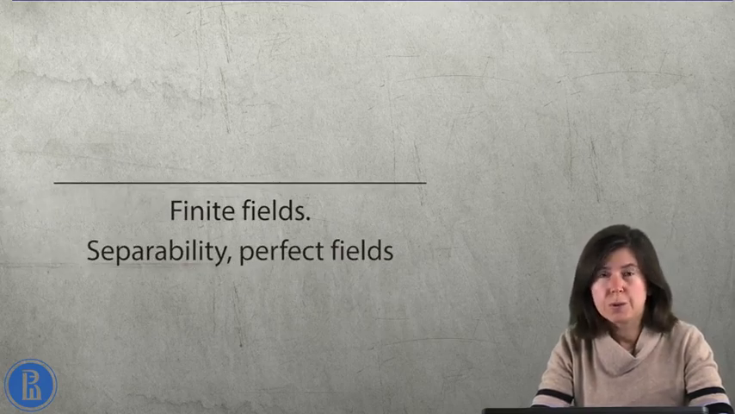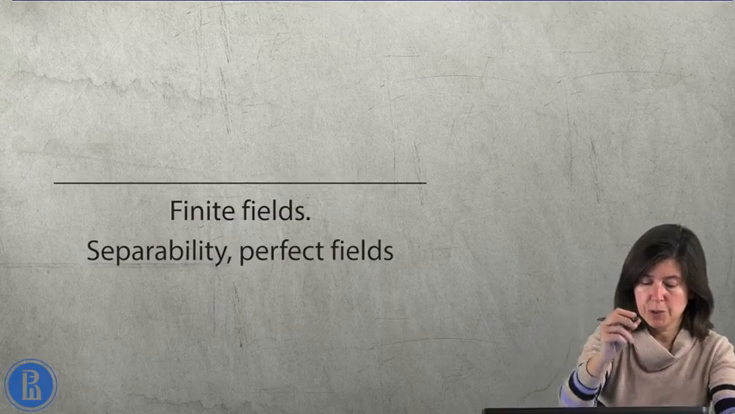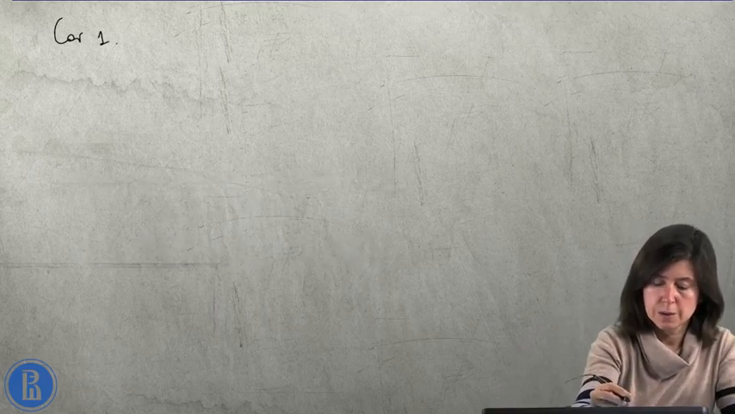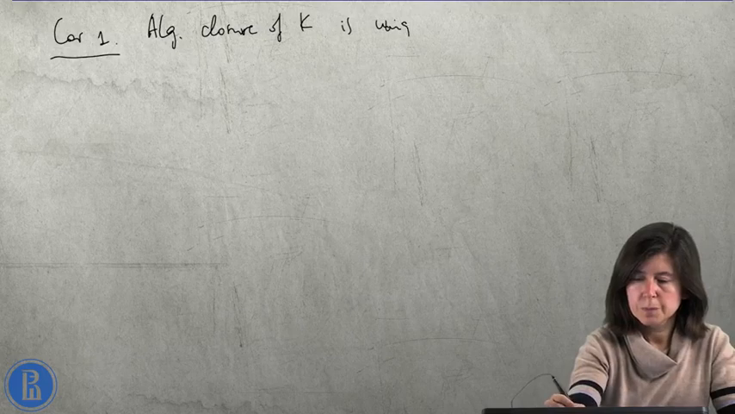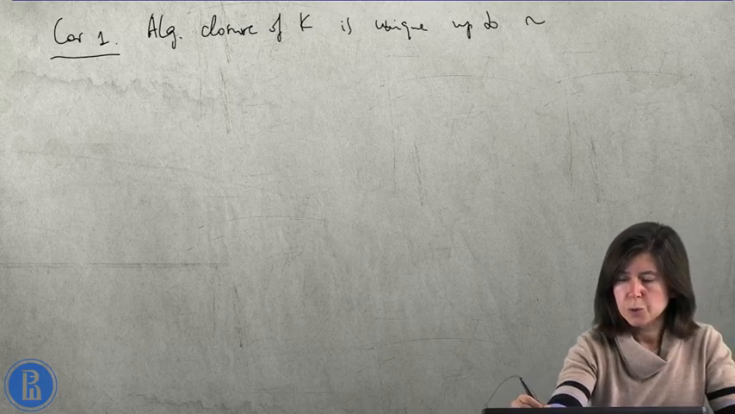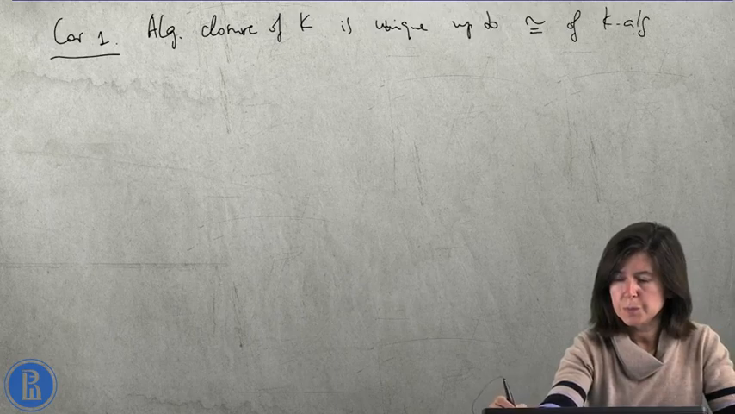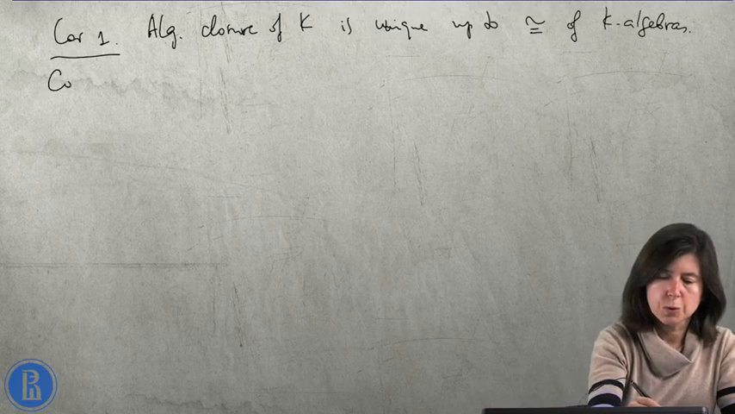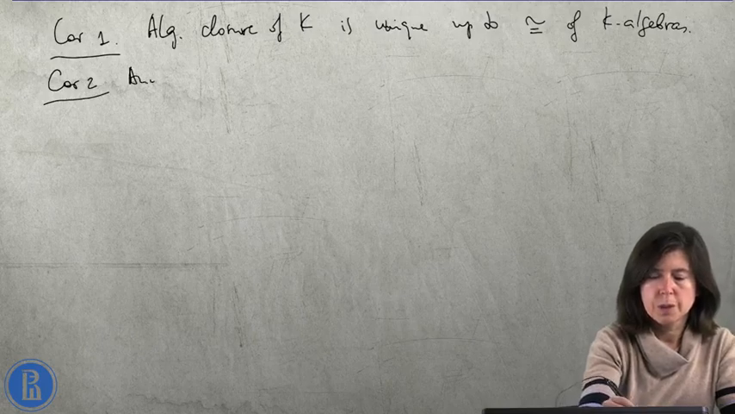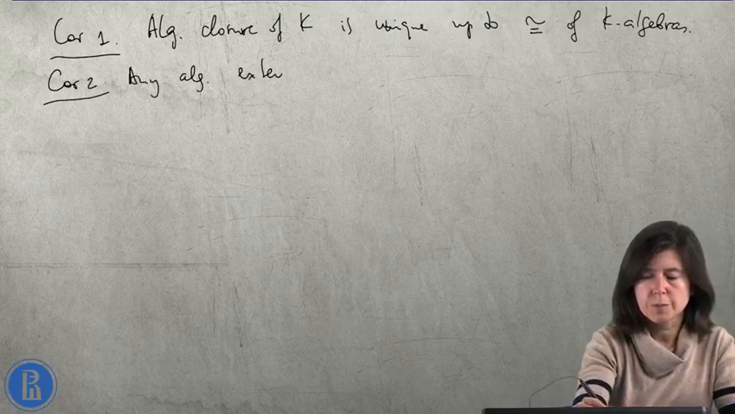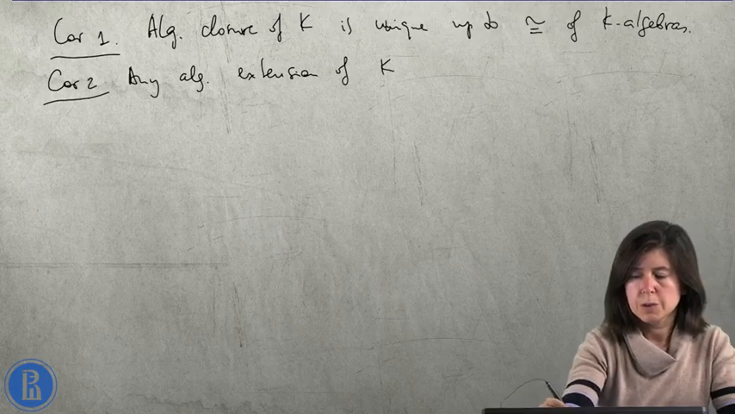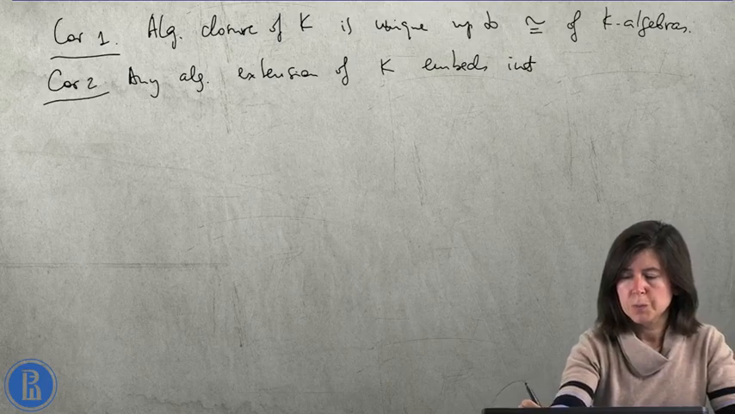Let me formulate two corollaries of the theorem on extension of homomorphisms. Corollary 1: an algebraic closure of K is unique up to an isomorphism of K-algebras. And corollary 2: any algebraic extension of K embeds into the algebraic closure.